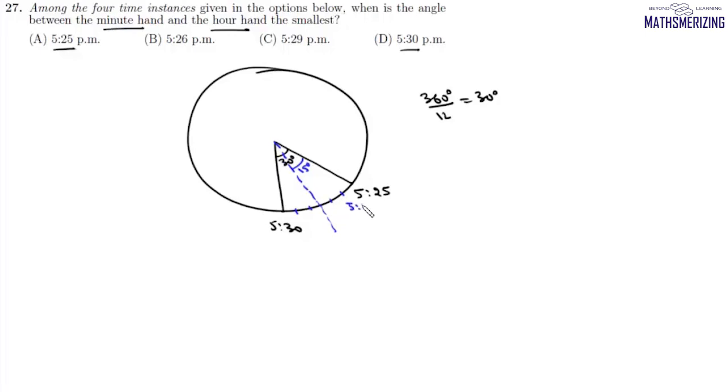So this is 526, 527, 528 and 529. Now we are not given 27, 28. So we'll discard this. Now we have to choose between 526 and 529. Now when the minute hand is less than 5:30, this R end will lie on this side of this dotted line. So in that case, the angle between this R end and 5:26 will be smallest. So the answer to this question will be this option B, 5:26 PM.